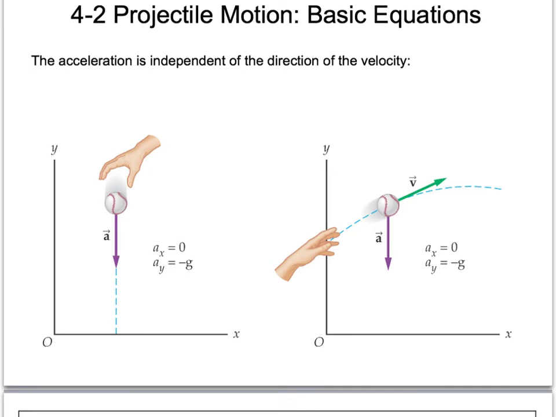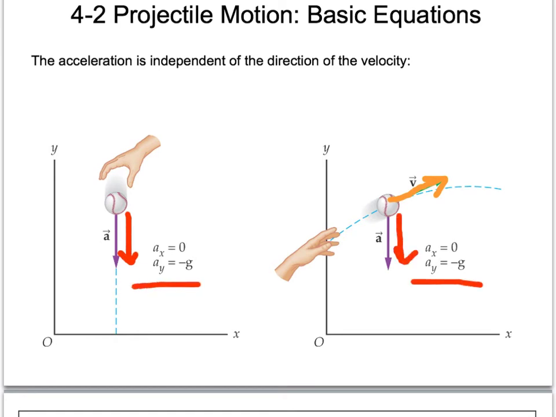Alright, now let's turn to the basics of projectile motion. Remember that acceleration is independent of the direction of velocity. So whether on Earth I drop a ball or throw a ball at some angle, its acceleration always points straight down and is always 9.81 meters per second squared straight down.